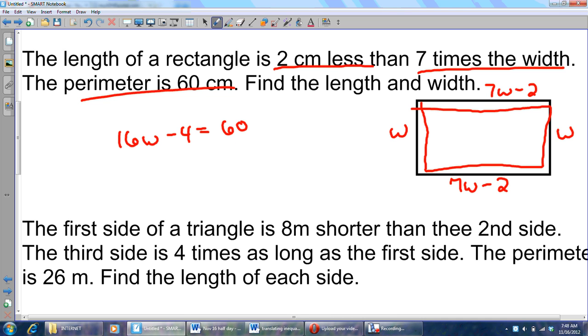I'll add 4 to both sides, get 16W, and that's going to equal 64. I'm going to divide by 16, but again, I'm not going to divide by 16.